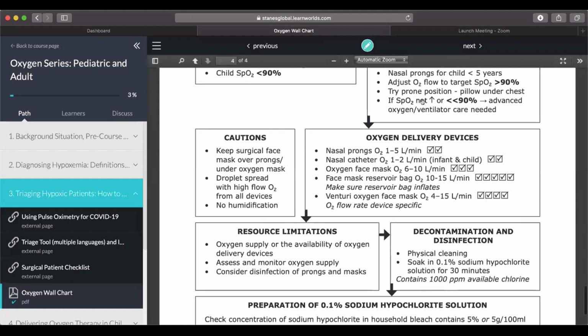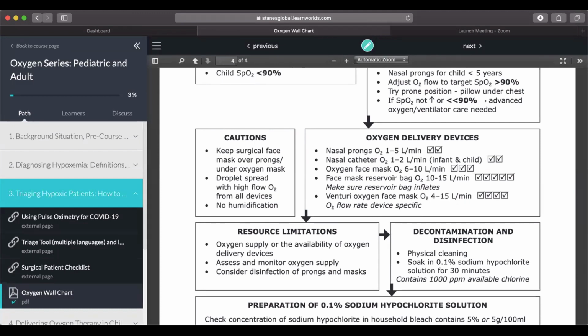Again, if your oxygen doesn't increase and remains lower than 90%, you want to move up to your oxygen face masks, which you can deliver oxygen at a higher flow at 6 to 10 liters per minute. Or if you have a face mask with a reservoir bag, which is also called a non-rebreather, you can increase your flow to 10 to 15 liters per minute. Venturi oxygen masks are another way to deliver oxygen, and oxygen can be delivered anywhere between 4 to 15 liters per minute.